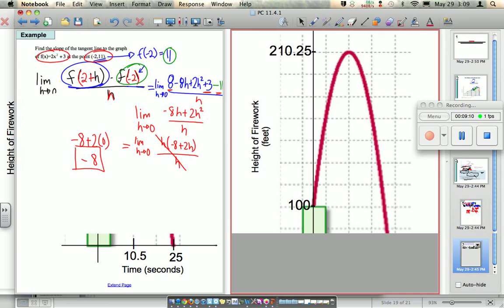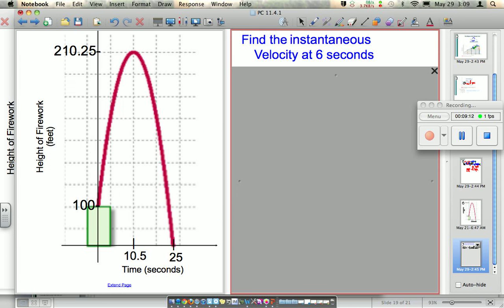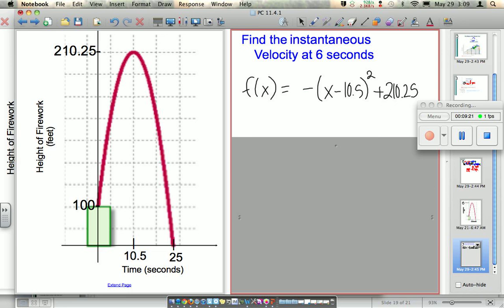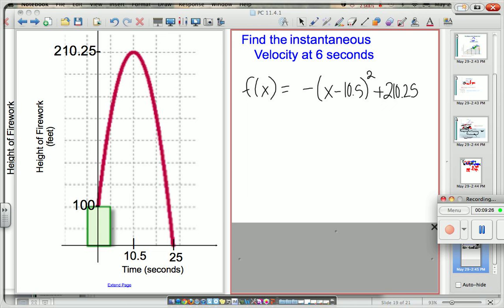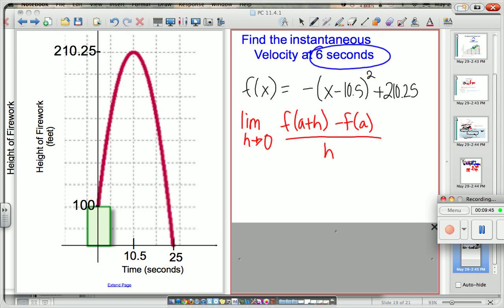Taking a look at the question, if we want to find the instantaneous velocity at 6 seconds, that's really saying what's the slope at 6 seconds, the slope of the tangent line. So here was our function that we had. I'm not going to go through how to get that again, but I'm going to use what I learned about finding this tangent slope. I'm going to ask what's the limit as h approaches 0 of f of a plus h minus f of a all over h. In this case, a is 6 because that's the question. It's asking me about 6 seconds. So I'm looking at f of 6 plus h and f of 6.